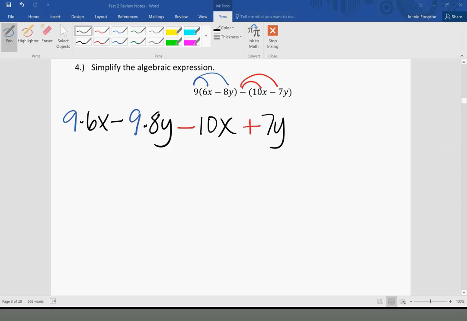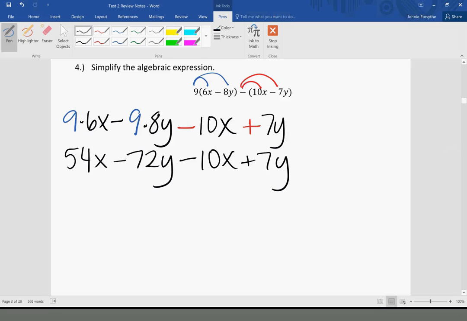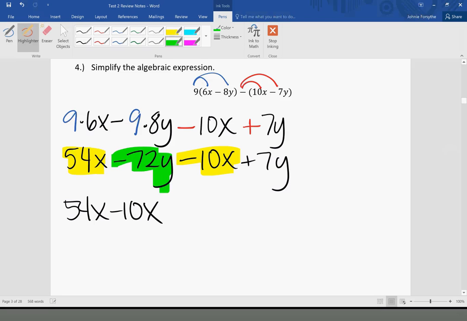Okay, so now 9 times 6x equals 54x. Negative 9 times 8 is negative 72y. And then I'm going to bring down my minus 10x plus 7y. And now from here I'm going to combine my like terms. So I have 54x minus 10x. Those are like terms because they both have the same variable. And then I have negative 72y plus 7y.